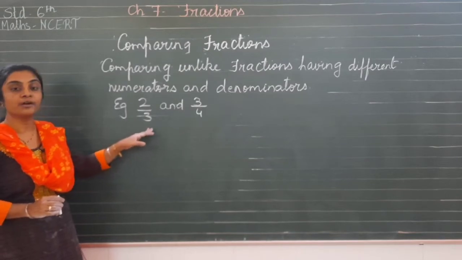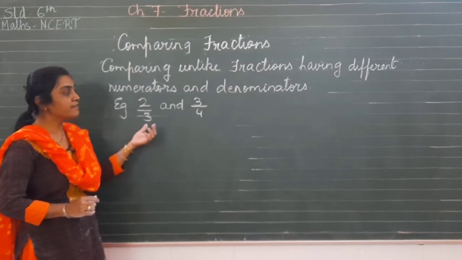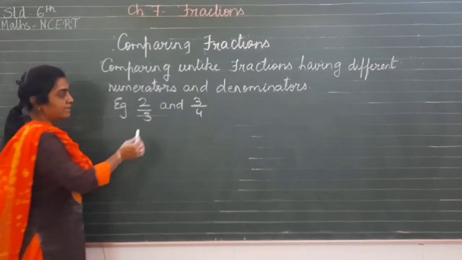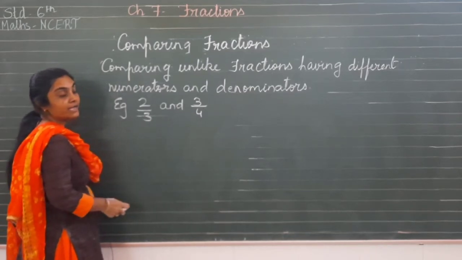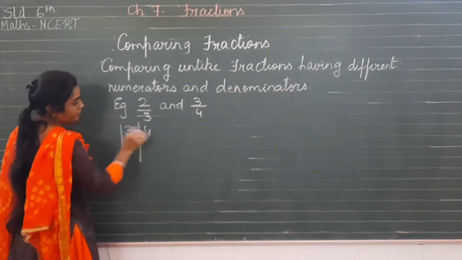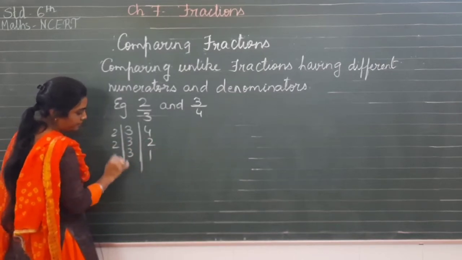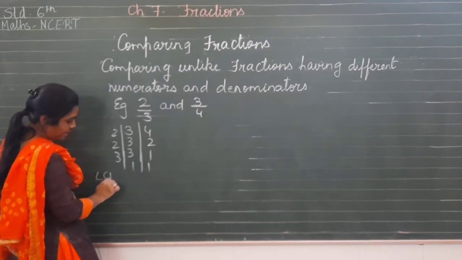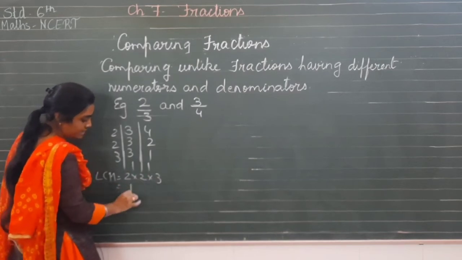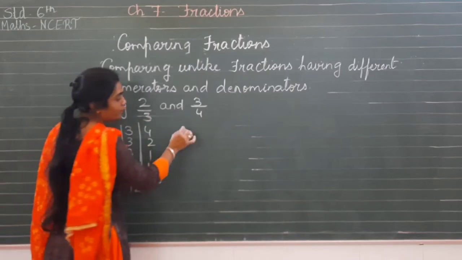So first we have to convert these into equivalent fractions. To convert to equivalent fractions, first we will need to find the LCM of the denominators. So what are the denominators? 3 and 4. We will find the LCM of 3 and 4. 2, 3: 2 twos are 2, 3 as it is, 1, 3; 1 and 1. LCM is 2 into 2 into 3. 2 twos are 4, 4 threes are 12. LCM is 12.